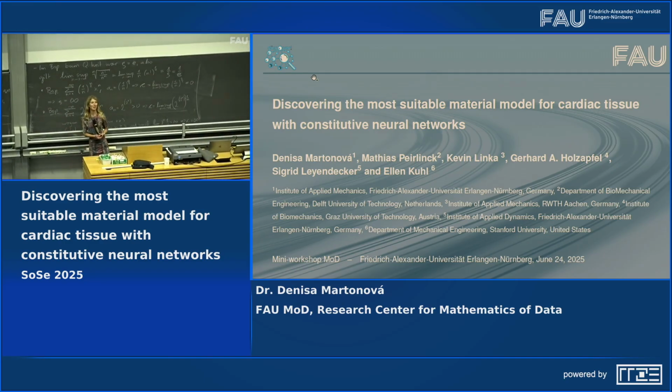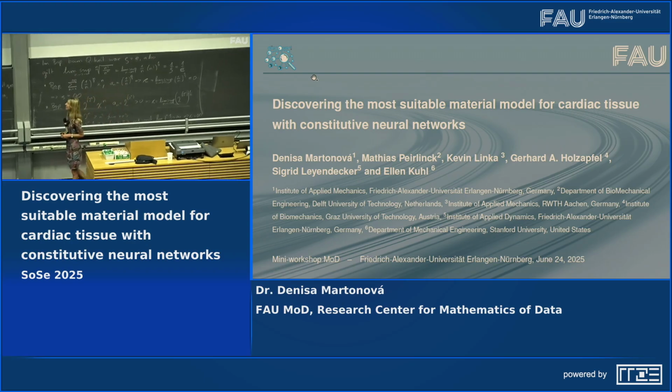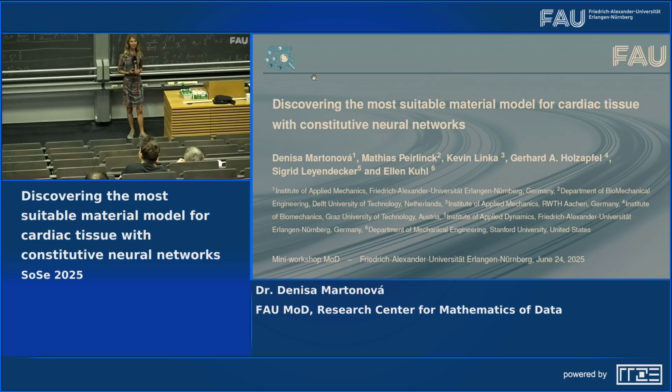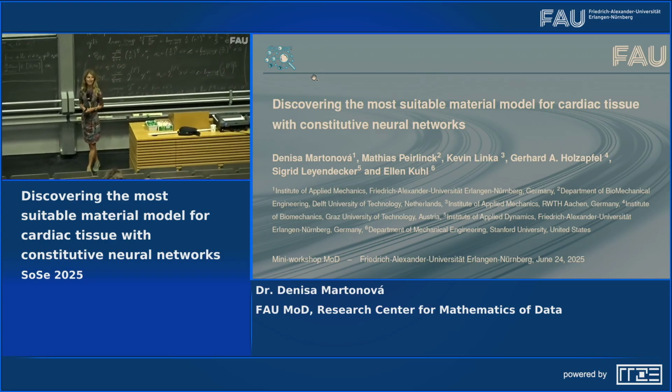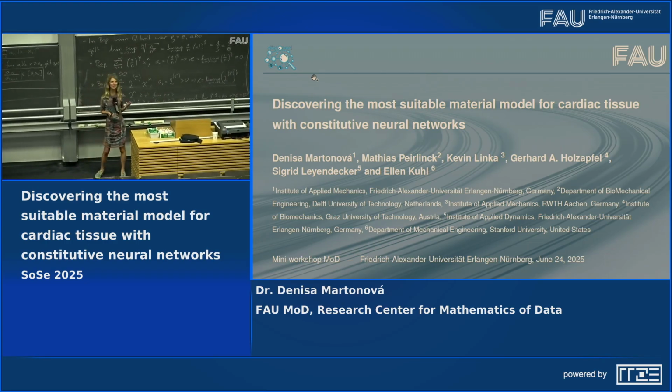Okay, so hello. I will bring you again a little bit back from maths and closer to mechanics. We have seen a nice overview of how we can use AI in mechanics. I will be even more specific, and I will show you how we can use AI in biomechanics, and specifically for cardiac tissue. This is also a collaborative work of many people from many institutes and universities.